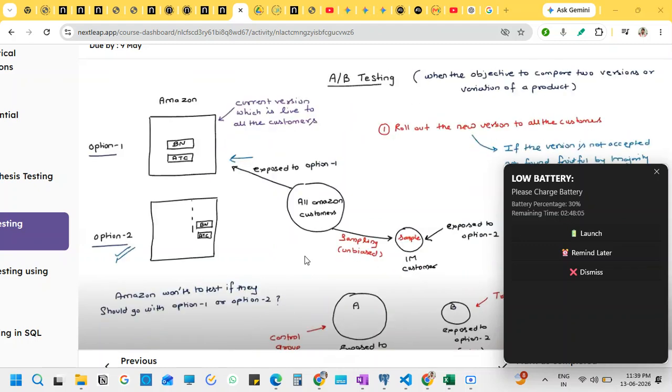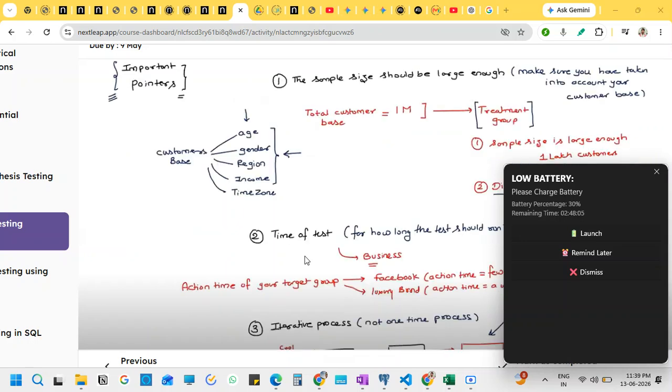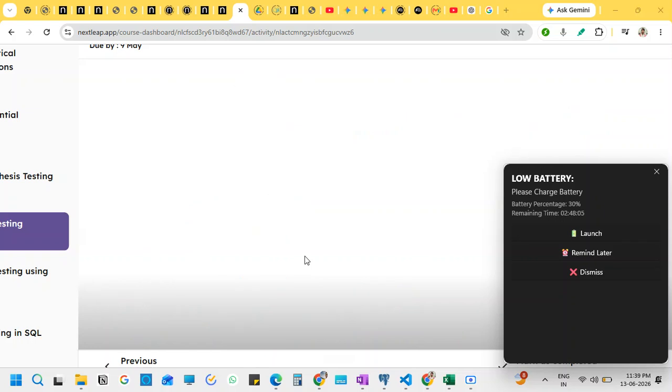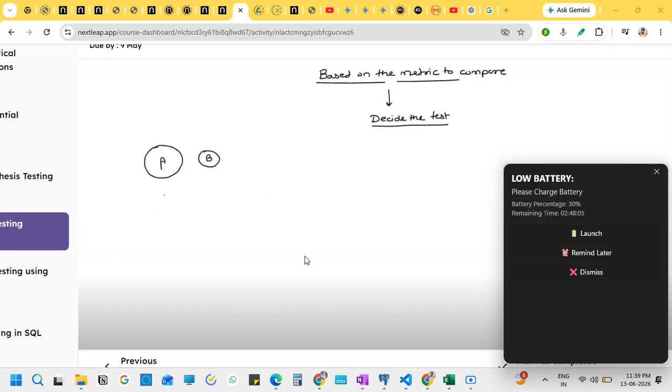So what we have done: we have understood A/B testing, we have understood the control and the treatment group, we have understood what pointers we should keep in mind, and we have understood how to choose the metric. Now, how to perform the test? Based on the metric to compare, we can decide the test. So, for example, if this is my group A and this is my group B, and I want to compare the average profit or, let's say, average revenue.